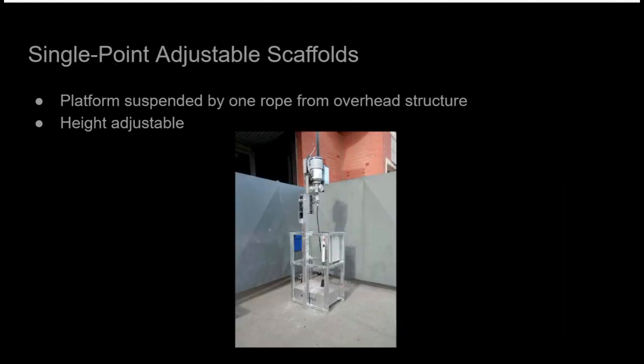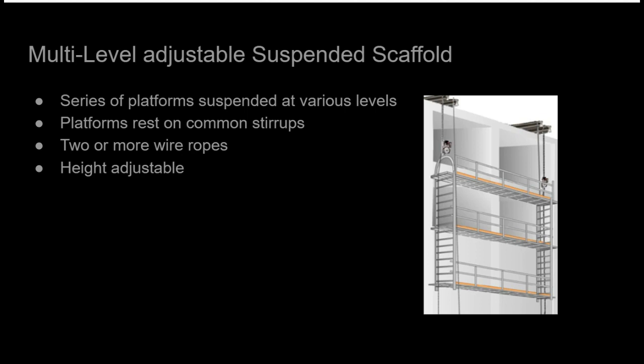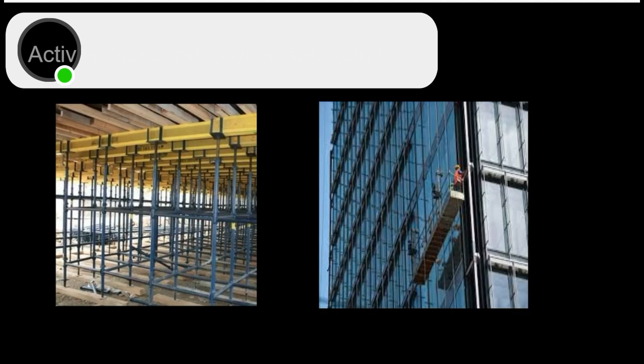A single-point adjustable scaffold is suspended by just one rope. Like the double point, it can be moved up and down. A multi-level adjustable suspension scaffold has a series of platforms at various levels. They are suspended by two or more wire ropes. With the platforms resting on common hangers, the platforms can be moved up or down.